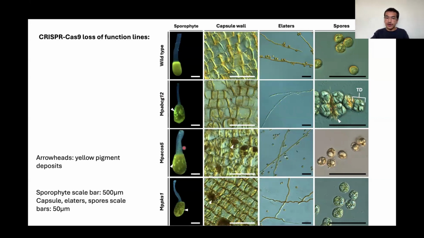And across ACOS5 and PKS1 mutants, the phenotypes are very similar in that the capsule wall and elaters have a coloration defect, but the spores definitely have an ornamentation defect across their spore walls in both patterning as well as coloration. And we can look at these cell walls at higher magnification through TEMs and SEMs.